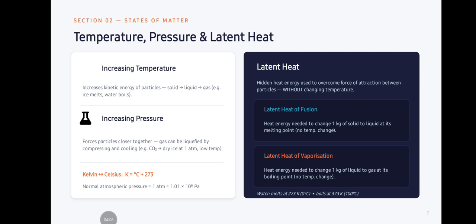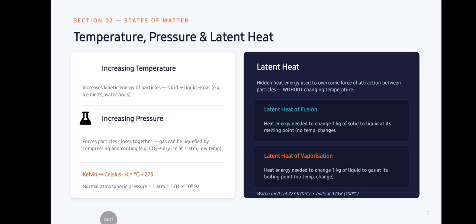So, temperature, pressure and latent heat. Increasing temperature increases the kinetic energy of particles: solid to liquid to gas. Example: ice melts, water boils. Increasing pressure forces particles closer together. Gas can be liquefied by compressing and cooling. Example: CO2, that is carbon dioxide, dry ice at 1 atmosphere and low temperature. Kelvin to Celsius: K equals Celsius plus 273, at normal atmospheric pressure.